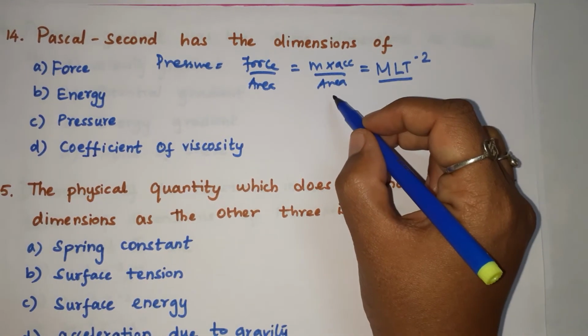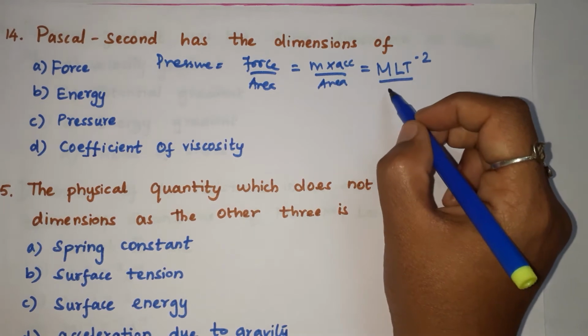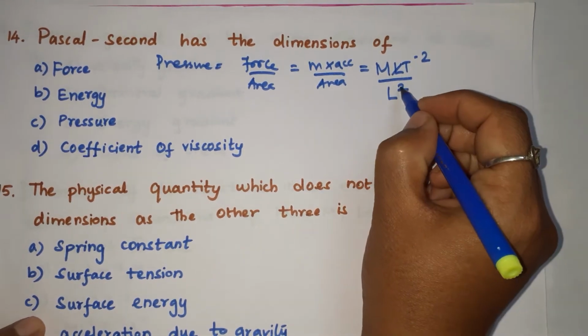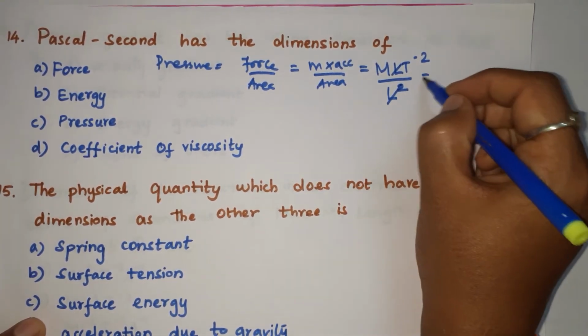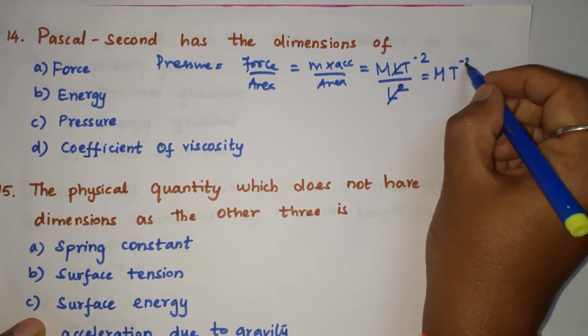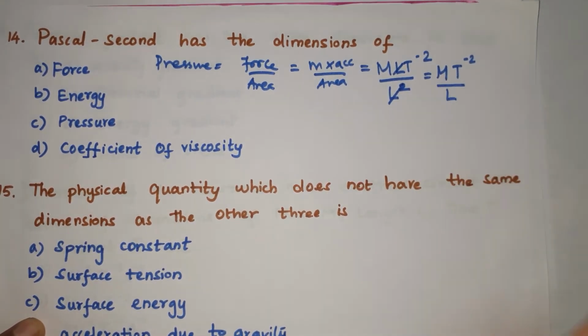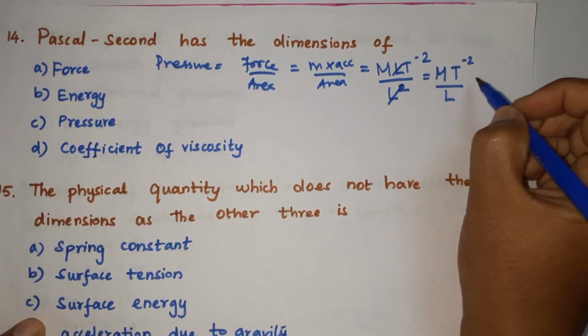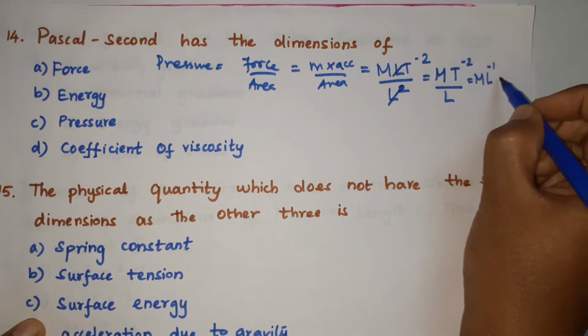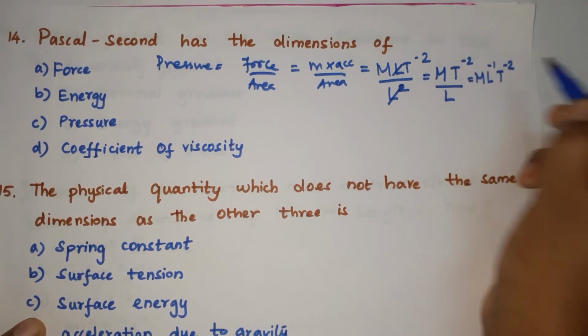Area is meter square. When you see the dimensional formula, that is L square. Shall we cancel this length and this length? One length and one length will get cancelled. So the remaining answer would be m t minus 2 by length. One length would be there. So which is equal to, we can take this as m L inverse t inverse 2.